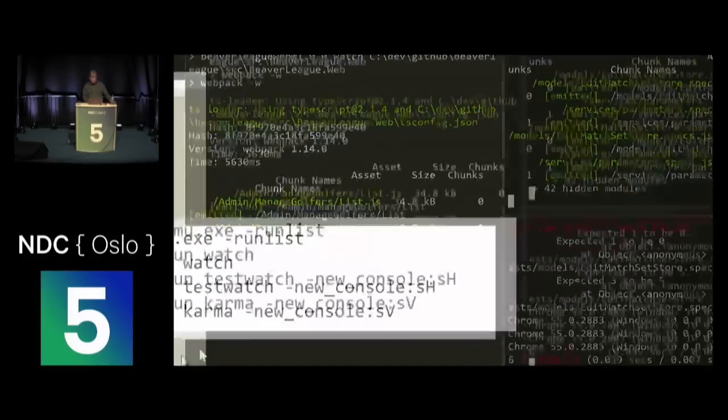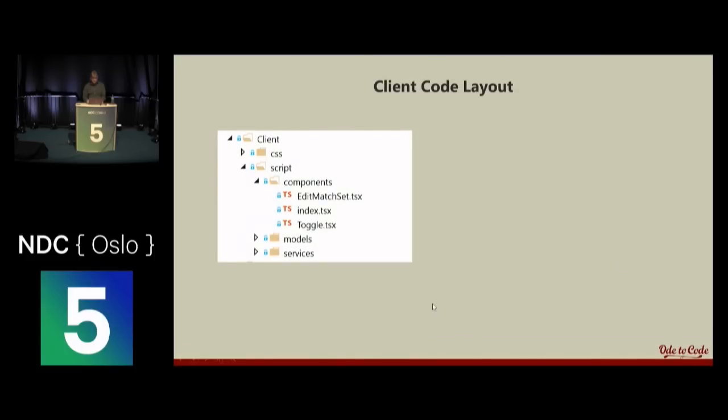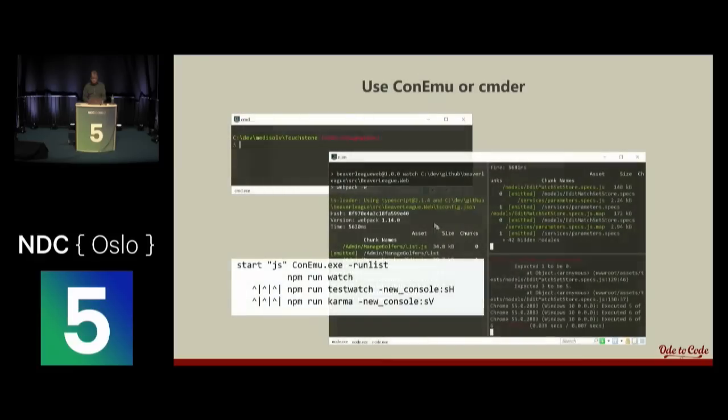So this is a way of saying, ConEmu. So let's start ConEmu and do an npm run watch in this new instance. But then I want to open up something else with npm run my test watcher, but put that in a new console that's split horizontally, and then run my Karma integration test in another console that is split vertically. And that's how we end up with those 3 screens that you saw on the previous slide.